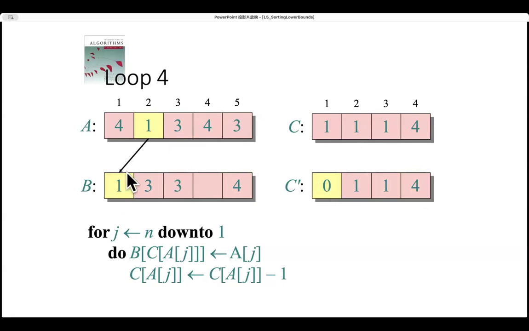And then the last one is 4. You copy it to index 4 and decrement by 3. You're done. So this 1, 3, 3, 4, 4 is the sorted sequence from the original sequence.